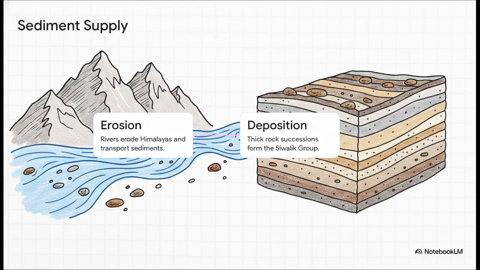Finally, we hit step 5, the deposition of the Siwalik group. Between about 16 and 1 million years ago, an era spanning the Miocene to the Pleistocene, these rivers just continuously dumped thick successions of rocks and dirt. We're talking conglomerates, sandstones, mudstones, and siltstones, accumulating over millions of years, formally creating what geologists call the Siwalik group.